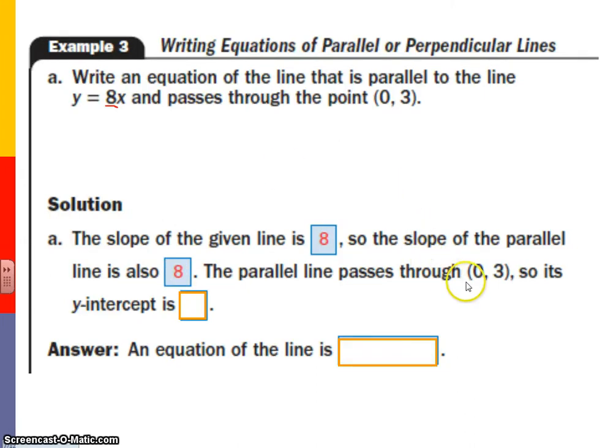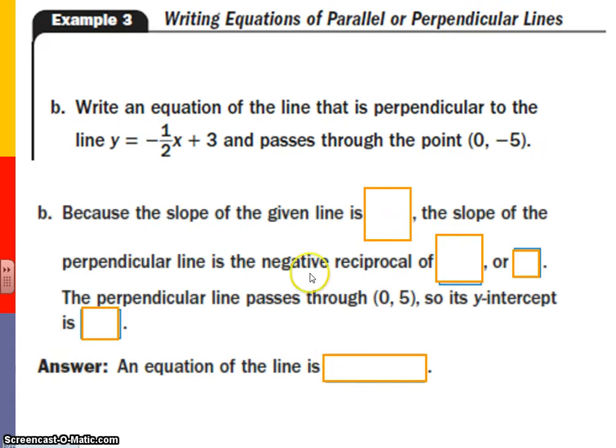The parallel line passes through 0, 3. So what's the y-intercept? Well, anytime you see the 0 first, that means x is 0, which is telling you your y-intercept. So this is your b. So the y-intercept is 3. Again, the equation of the line is always in y equals mx plus b. So rewrite y equals 8x plus b.